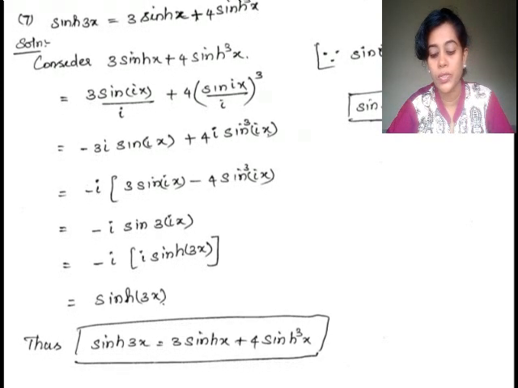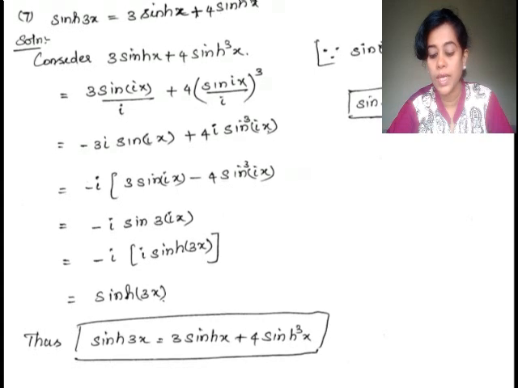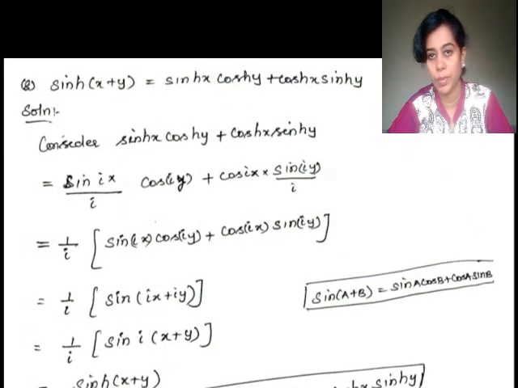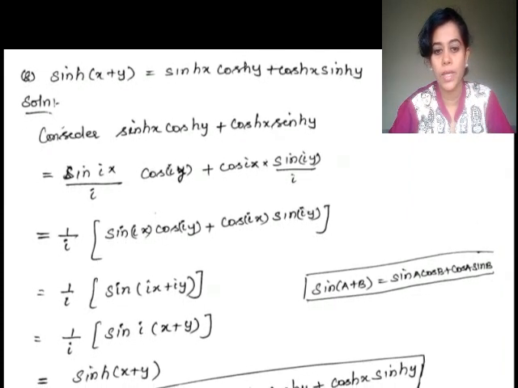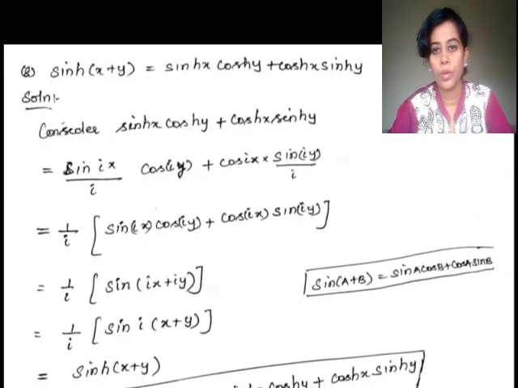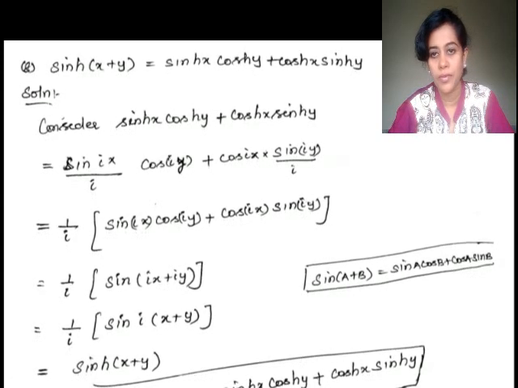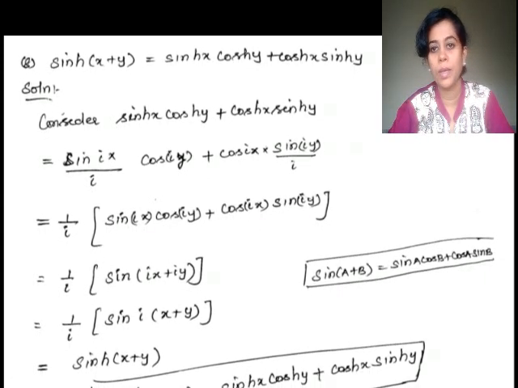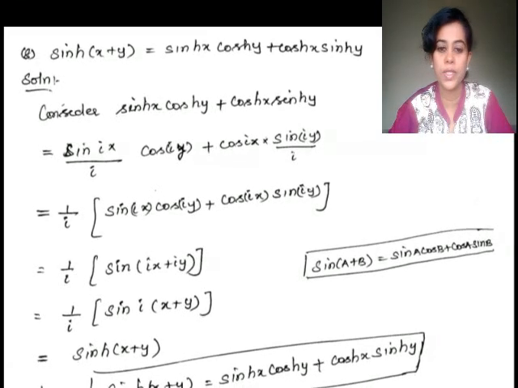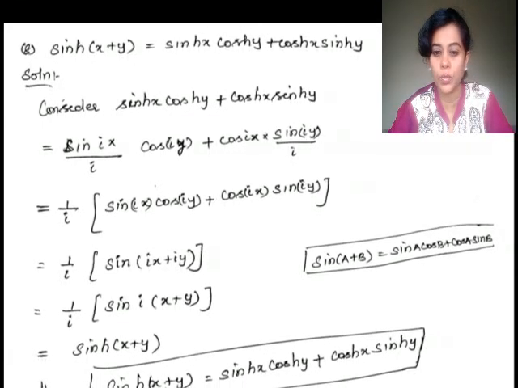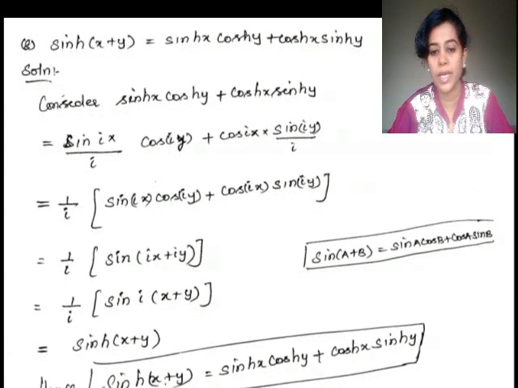So therefore sinh 3x is equal to 3 sinh x plus 4 sinh cube x. The next one, sinh of x plus y. We all know that sine of a plus b is equal to sine a cos b plus cos a sine b. According to that, the hyperbolic identity is sinh of x plus y is equal to sinh x cosh y plus cosh x sinh y.